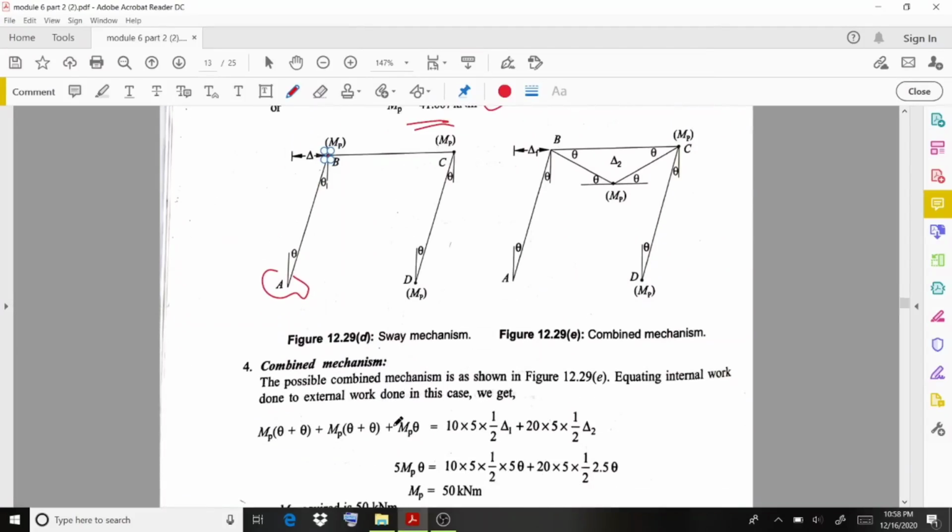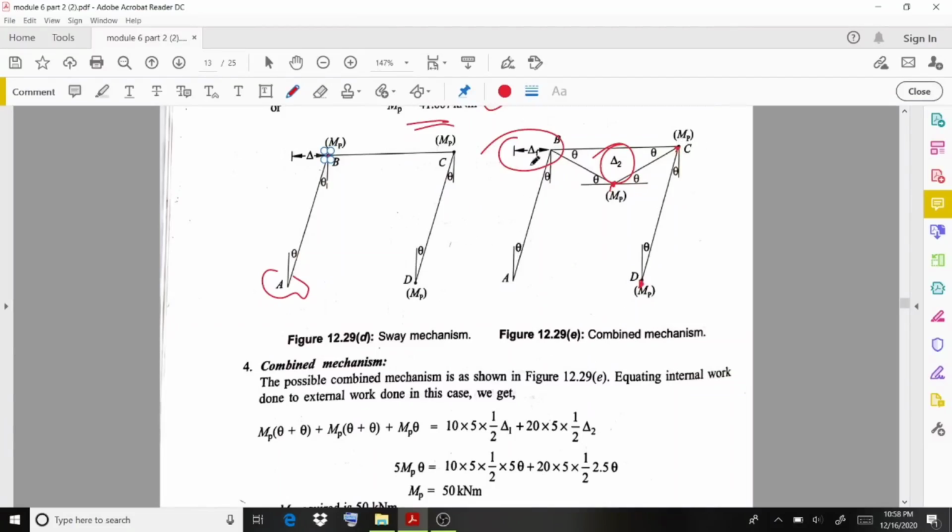Then coming to the next one, that is the combined mechanism. In this case, there is a delta 1 and a delta 2. Due to this delta 1, two loads are acting. So that's why delta 1 and delta 2 are observed here. In this case also, the hinges are forming at these points under this load, then again here, then at this point. So 3 plastic hinges.